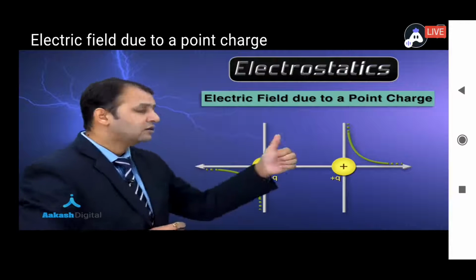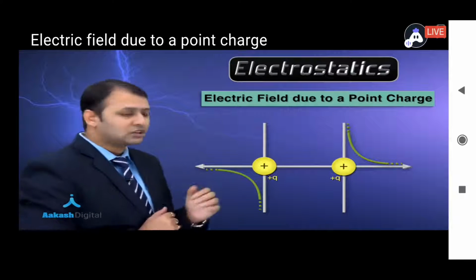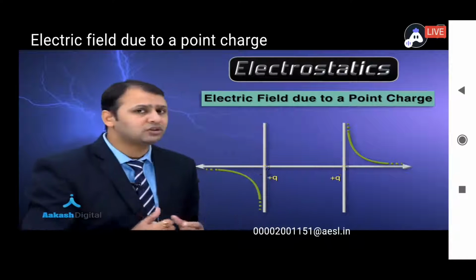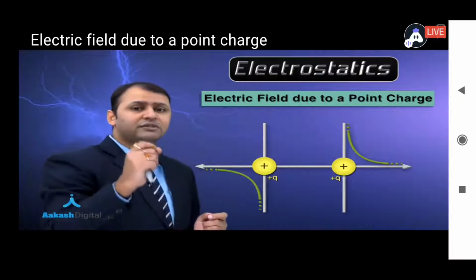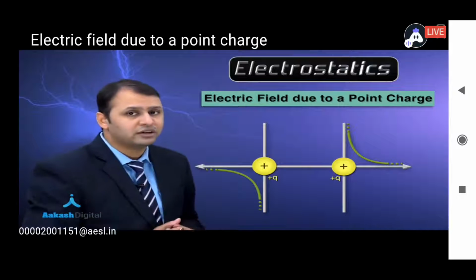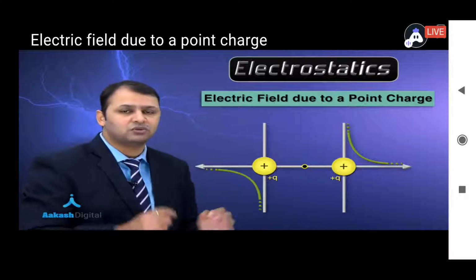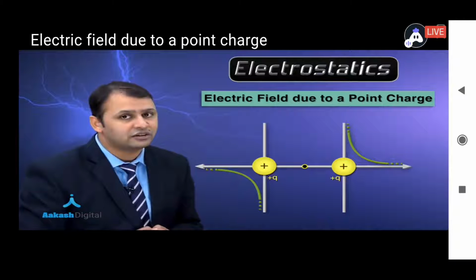So this and that graph we are comfortable. Now let's talk about what happens in between them. Definitely these two are equal positive charges. In between we will get a neutral point. So at the point exactly between the two charges, you will get 0 electric field.